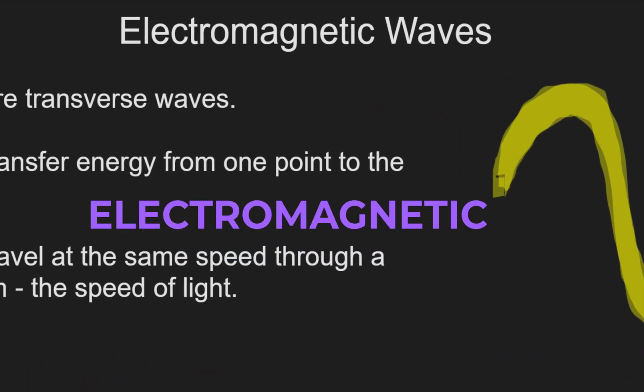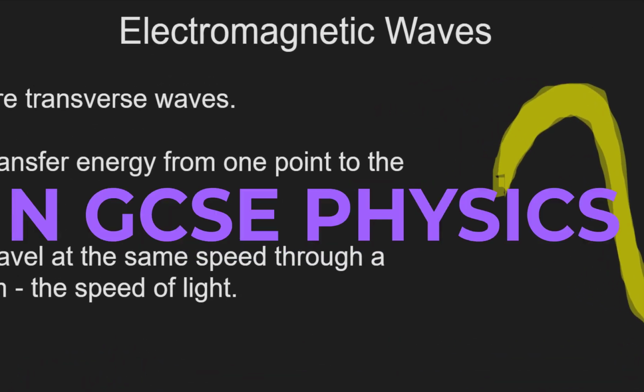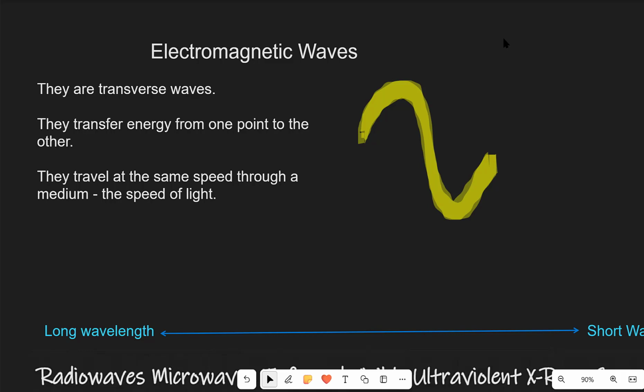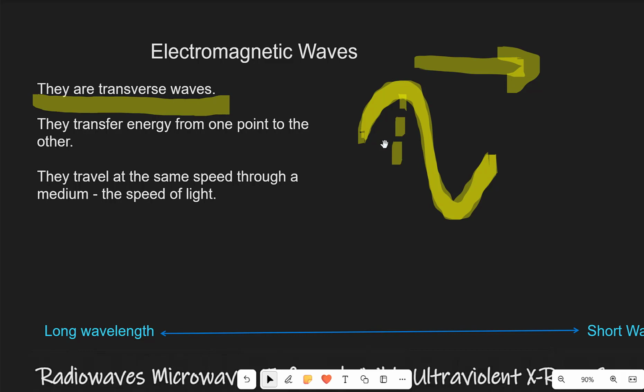Let's talk about electromagnetic waves in GCSE Physics. First of all, we need to mention that they are transverse waves. Now, what does that mean? This means that the oscillations are perpendicular to the direction of motion of the wave. They also transfer energy from one point to another point.